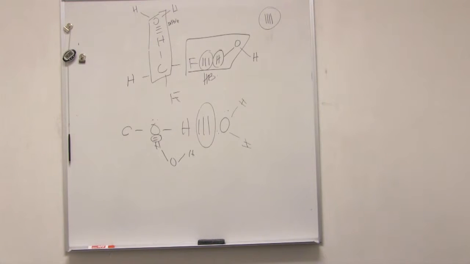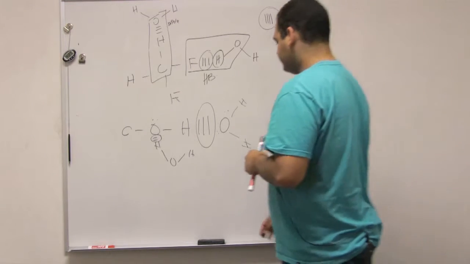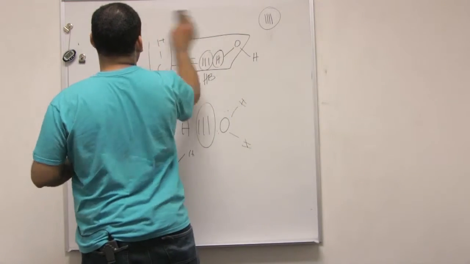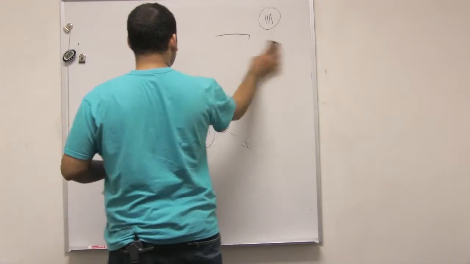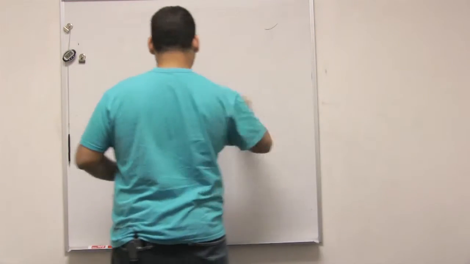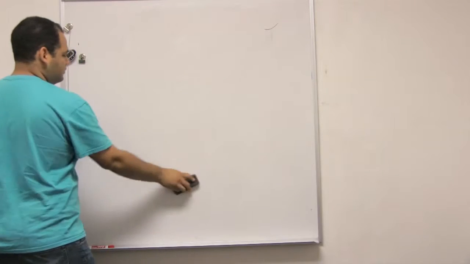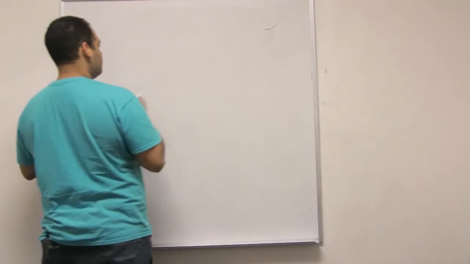Okay, so decide which intermolecular forces act between the molecules of each compound. So I need to write the Lewis structure, right? Yes. Carbon, hydrogen, chlorine. Okay, I have to decide.